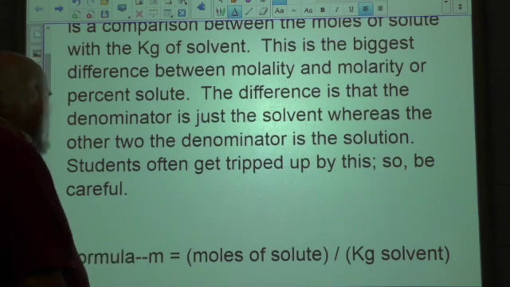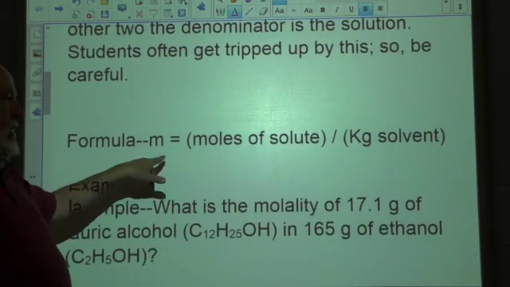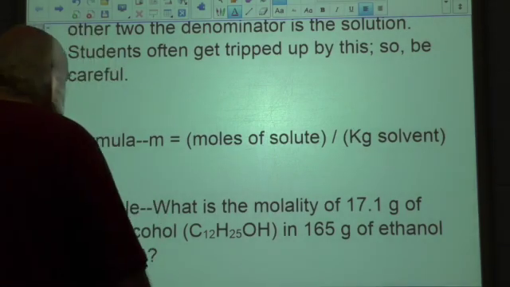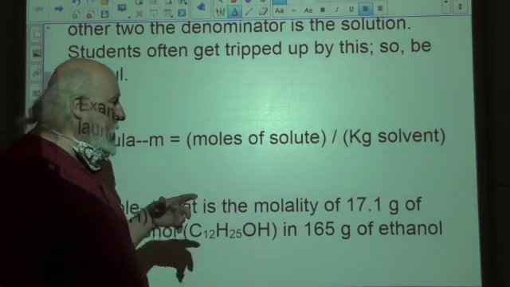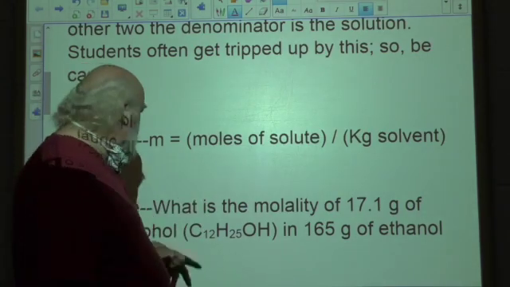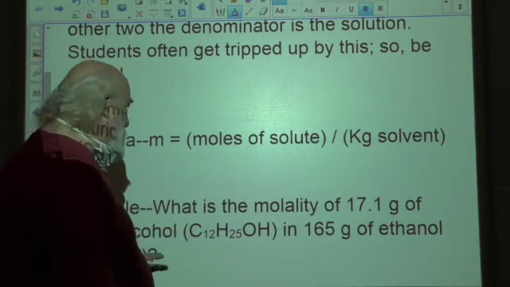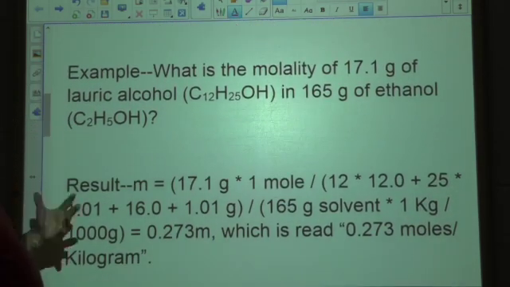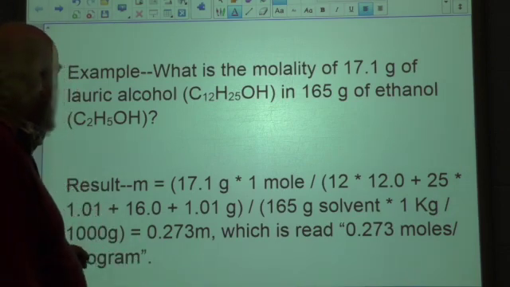So, here's the formula. You notice also that we're using a little m instead of a capital M. Also, we're going to use that little m as the label instead of moles per kilogram, like you would expect. It's going to be little m, but you still read it as moles per kilogram, like we did with the molarity. And the best way to understand this is by looking at an example of how we measure this.